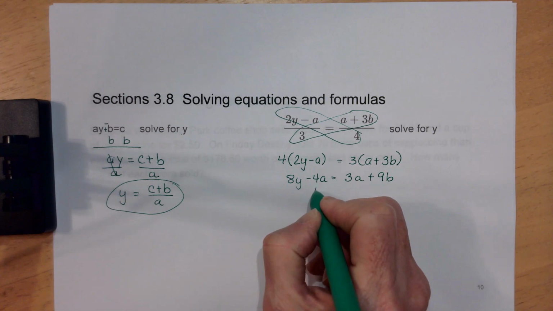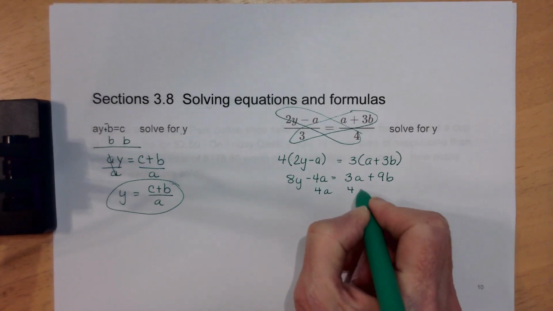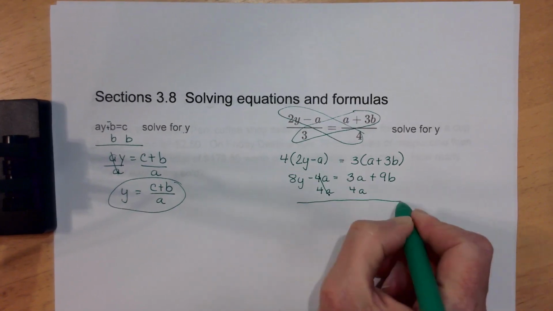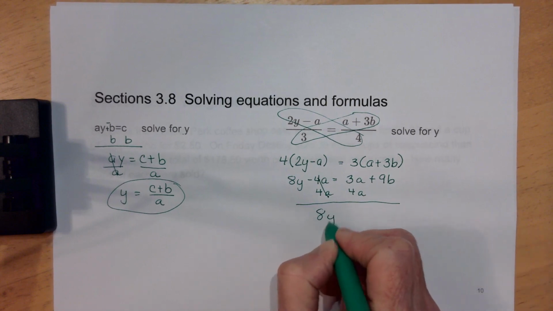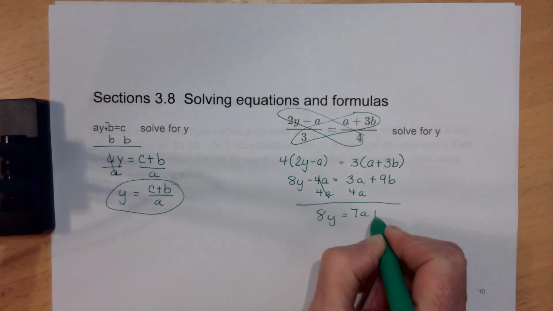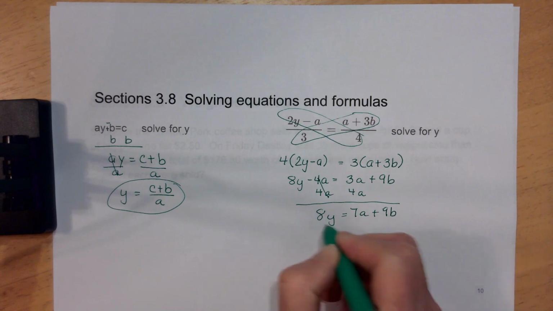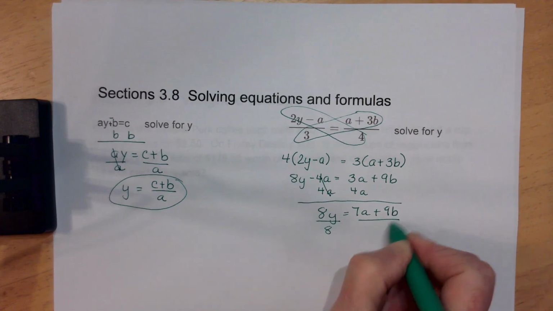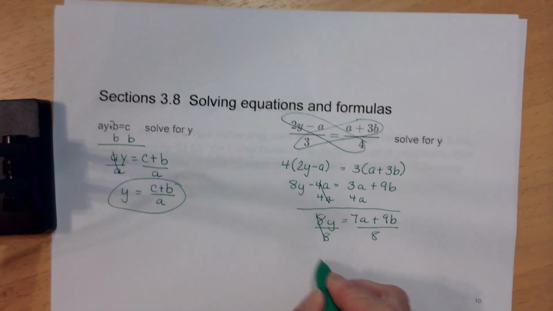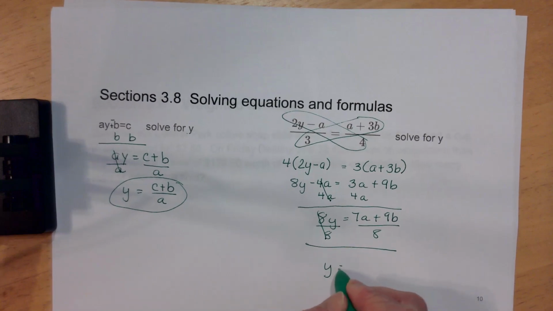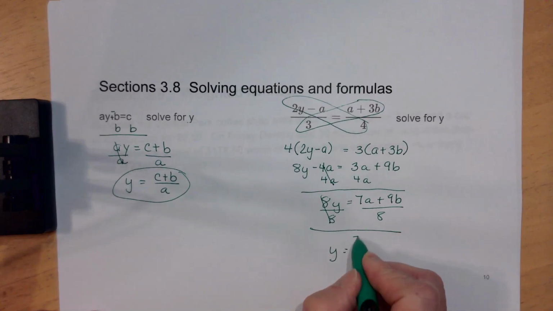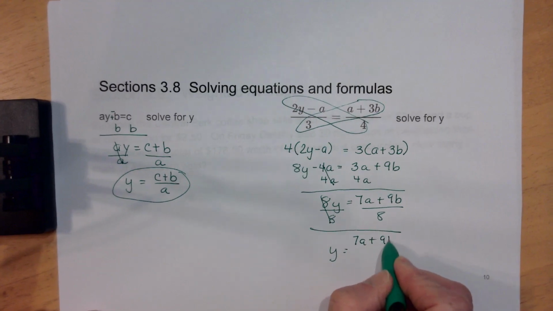I will add a positive 4a to both sides. So I have 8y is equal to 7a plus 9b. I'm going to divide by 8. And I'm going to get y equals 7a plus 9b over 8.